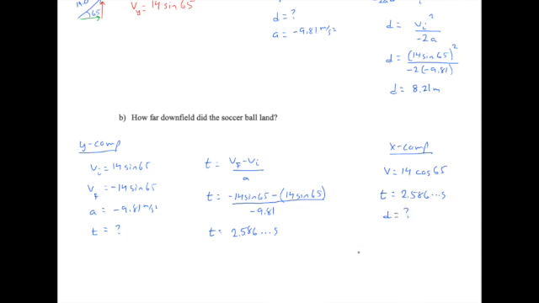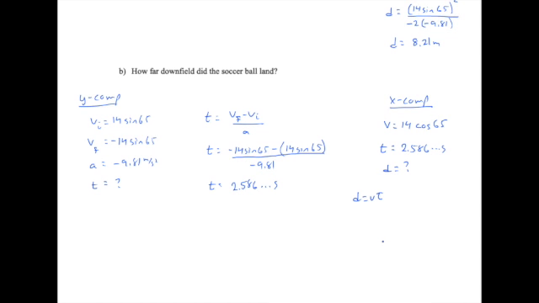And so as before, d is equal to just vt. These are always going to be the same for those because there is no acceleration. And so my distance equals 14 cosine of 65, and then multiply that by 2.586. And then when you run that through, you'll get 15.3 meters.